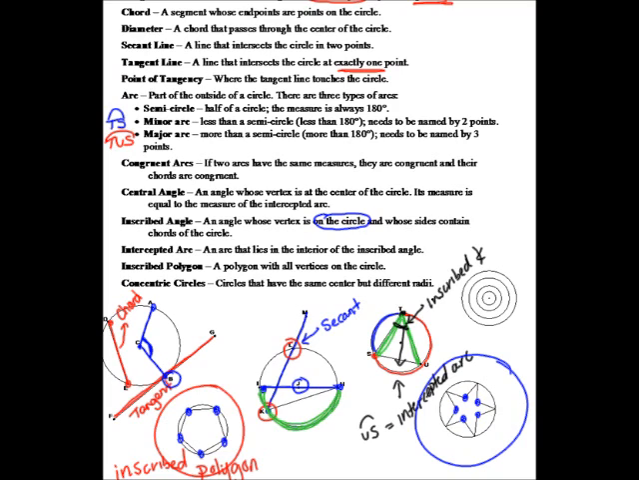Concentric circles are circles that have the same center but different radii. So this picture over here on the right side are concentric circles. They're circles with the same center but different radii.